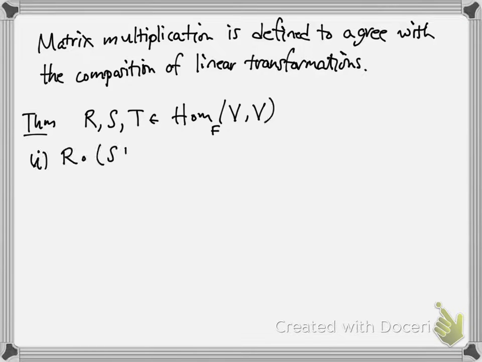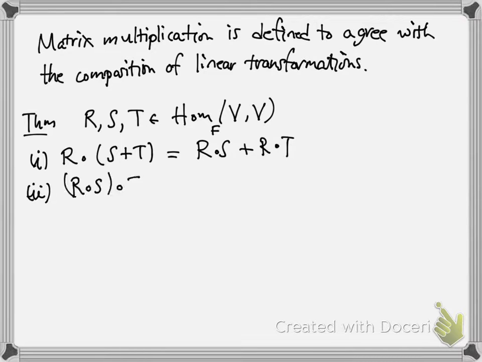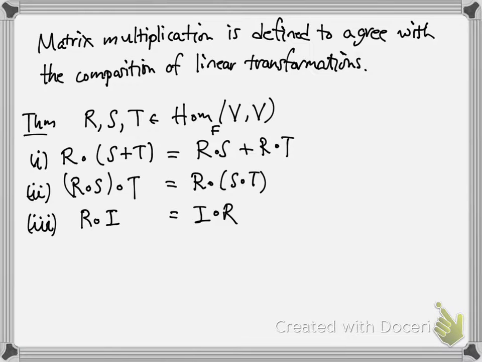So here's the theorem. Suppose I take three linear transformations, R, S, and T. These are all going from a vector space V to a vector space V. Then R composed with S plus T is R composed with S plus R composed with T. Composition is also associative. R composed with S and then composed with T is R composed with the composition S and T. And 3, R composed with the identity is the same as the identity composed with R, which is just R.